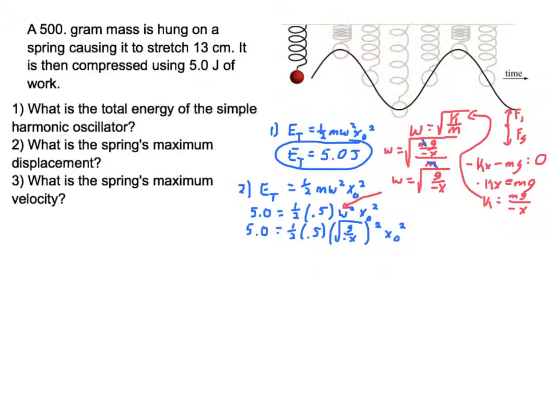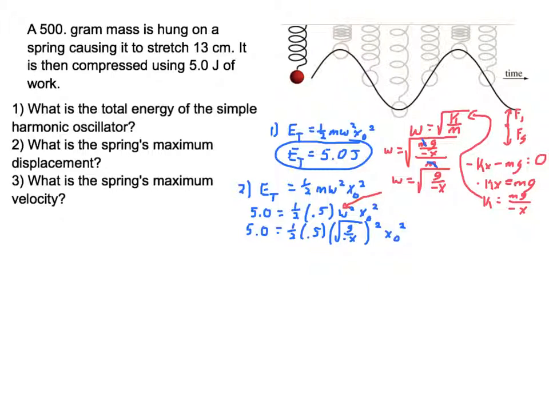Now, whenever I actually substitute this in over here and make it square root of g over negative x, be very careful, because this x naught and that x are two different ones. This x is referring to the displacement from Hooke's law, 13 centimeters. And remember, that would be negative 13 centimeters. Negative times a negative equals a positive. On the other hand, this x naught is referring to the maximum amplitude that we would reach, or the amplitude that we would reach in vibrations. So these are two very different x's.